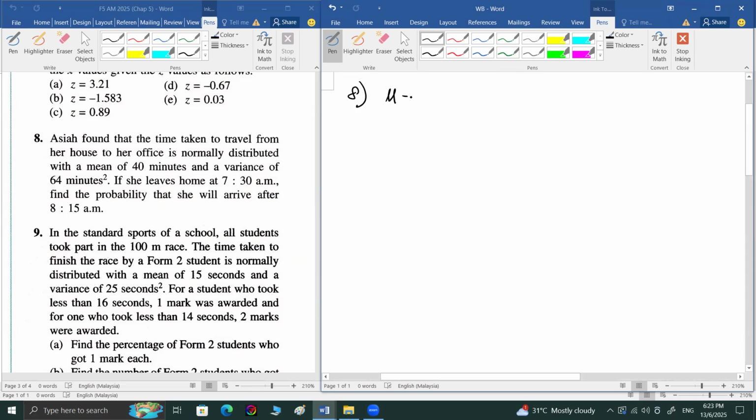So remember, when you have this mean, that is 40, and variance, that is 64. So means standard deviation, square root of 64, that is 8. So means the following will be the same as this already. How? Okay, we see. If she leaves home at 7:30 a.m., find the probability that she will arrive after 8:15 a.m.